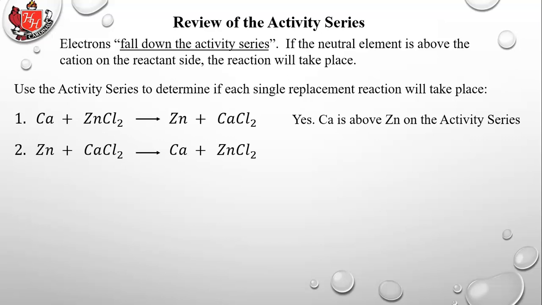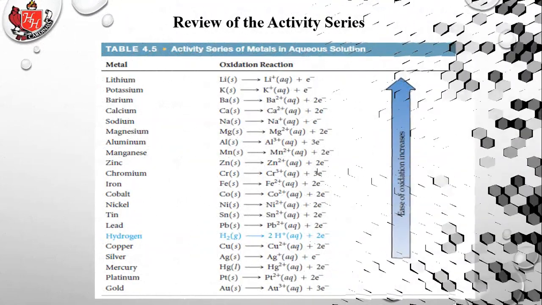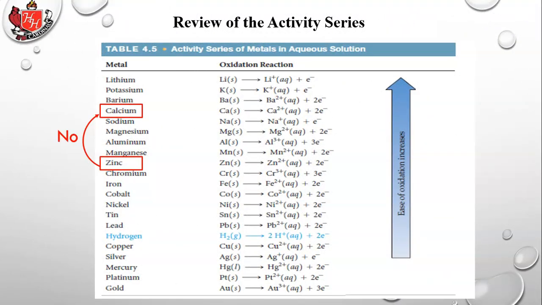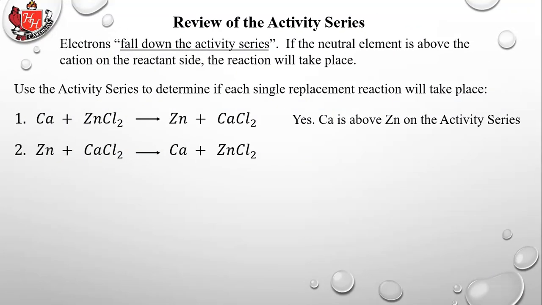Now we take the reverse reaction. Will zinc switch places with calcium in calcium chloride to form calcium plus zinc chloride? So we go back to the activity series. That would require zinc to pass electrons up to calcium. You can kind of use the metaphor of gravity. Electrons can't flow uphill. It's not really literally uphill, but they can't flow from something lower on the activity series up to something higher on the activity series. So no, that reaction will not take place. Zinc is below calcium on the activity series, so reaction number 2 will not take place.